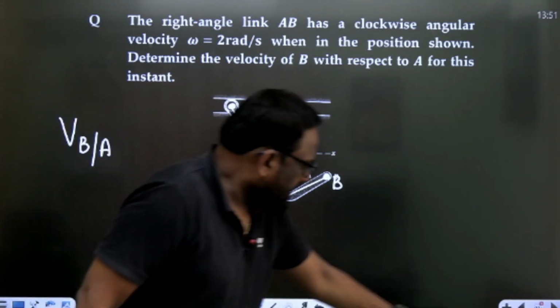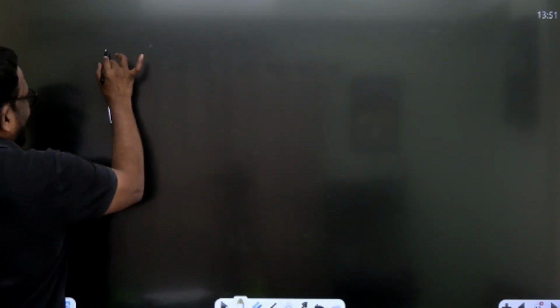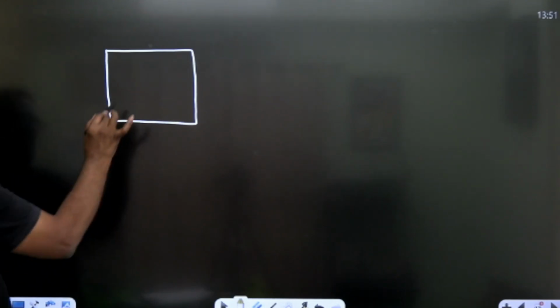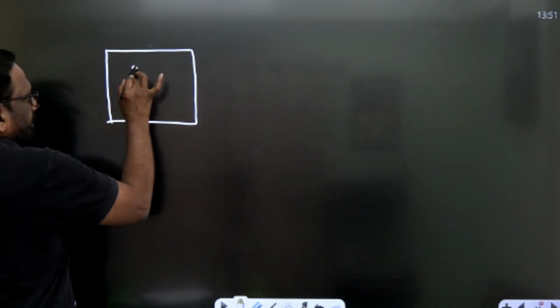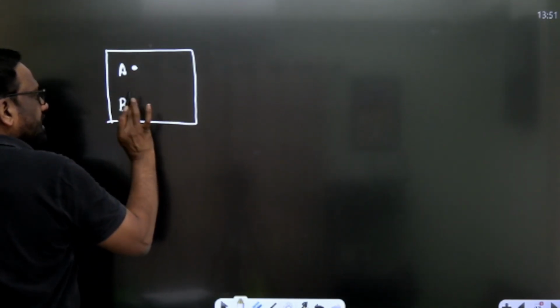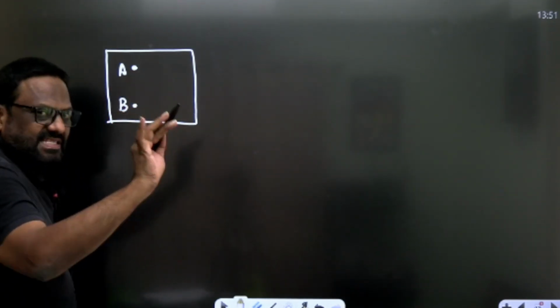Let me tell you a simple logic. Look here. Suppose there is a rigid body. We are dealing with rigid bodies only. There is point A, there is point B. Let it undergo pure translation.